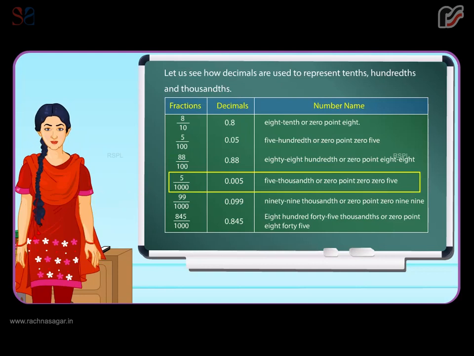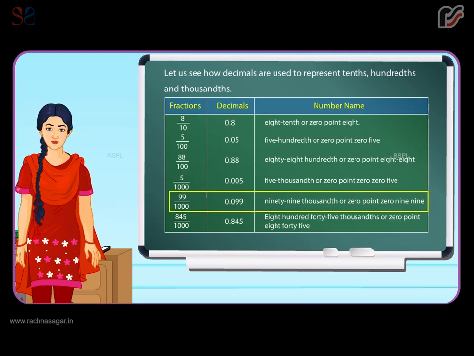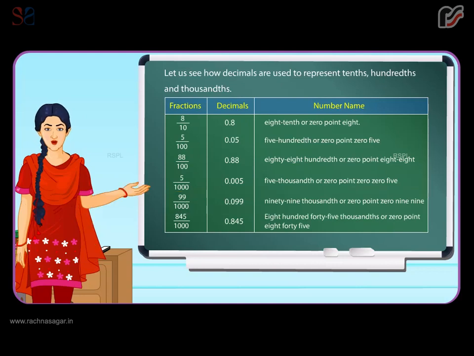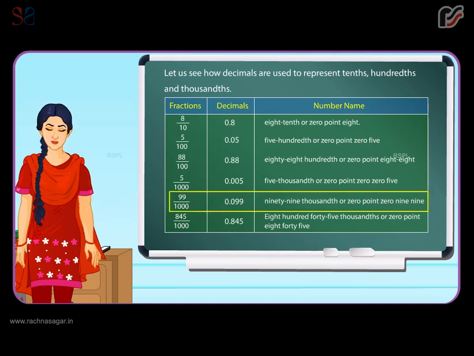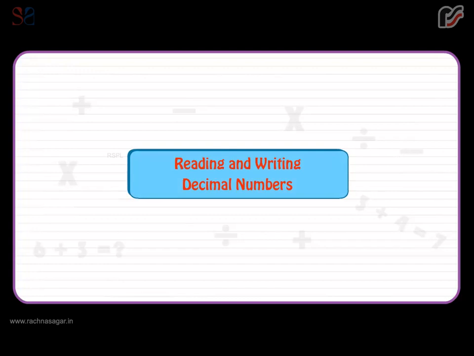5 by 1000 is written as 0.005 and the number name for it is 5 thousandths or 0.005. 99 by 1000 is written as 0.099 and the number name for it is 99 thousandths or 0.099. 845 upon 1000 is written as 0.845, 845 thousandths or 0.845. Reading and writing decimal numbers.